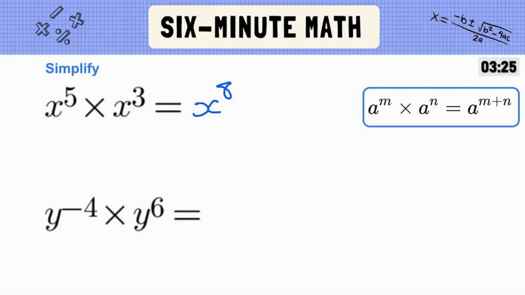Y to the negative 4 times y to the 6. I have a common base of y, and then I would add my exponents together. Negative 4 plus 6 is going to equal 2. Y squared would be my simplification.